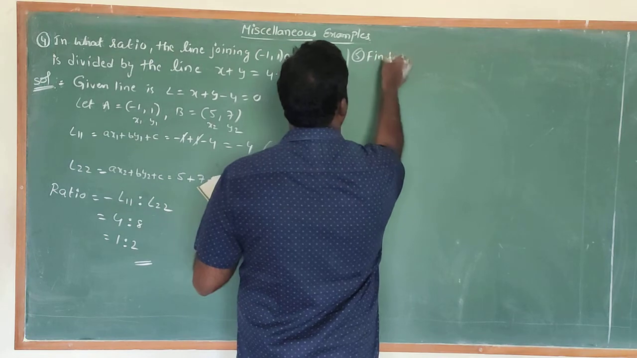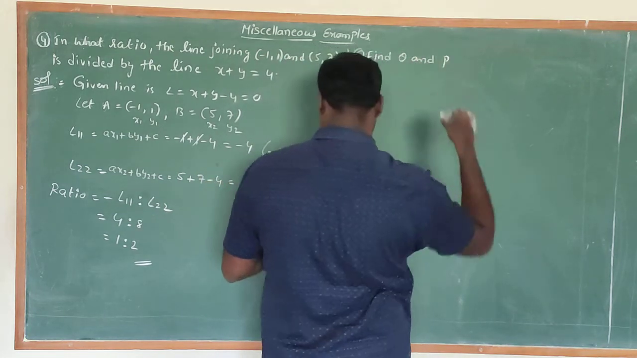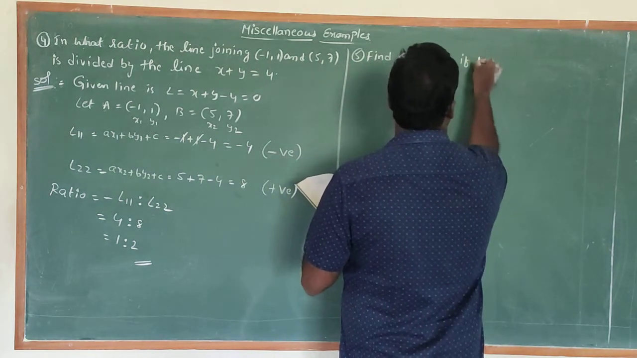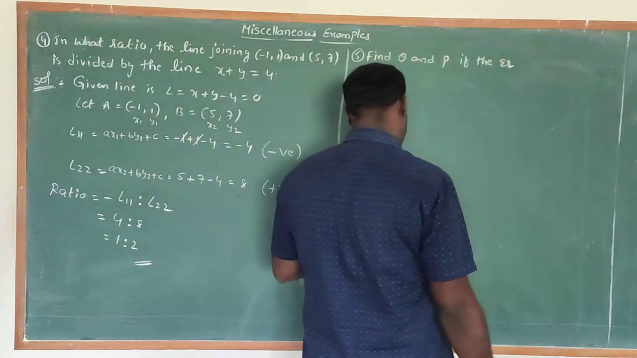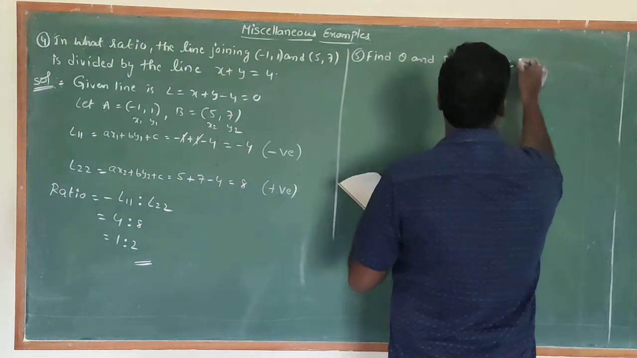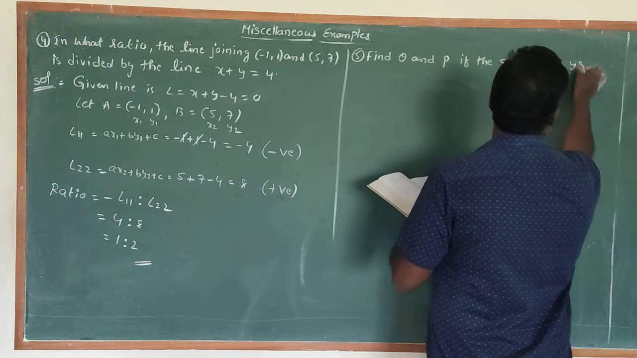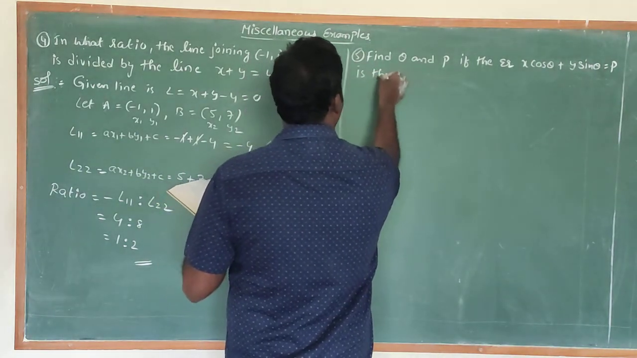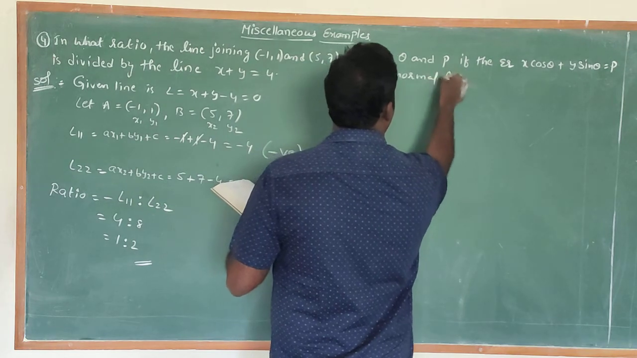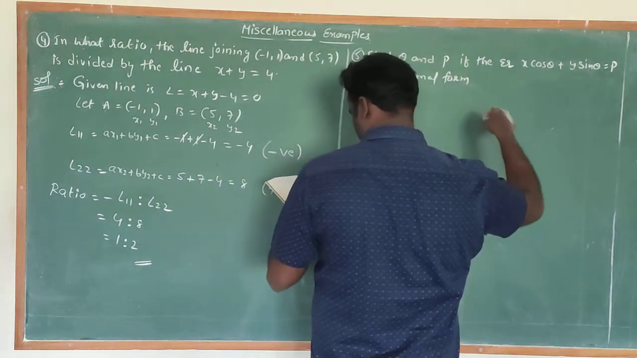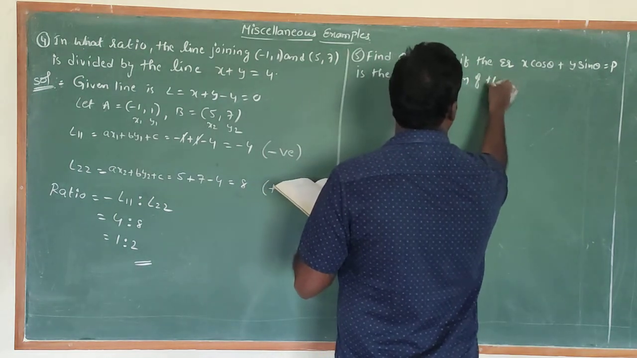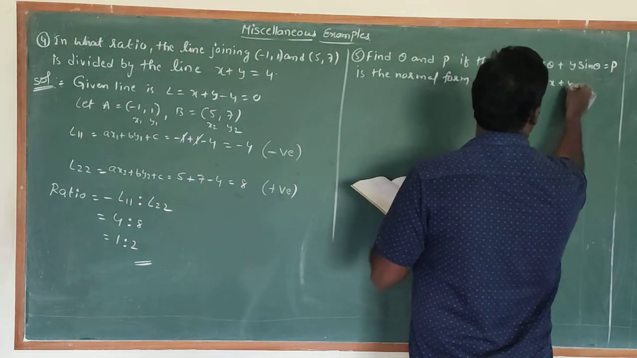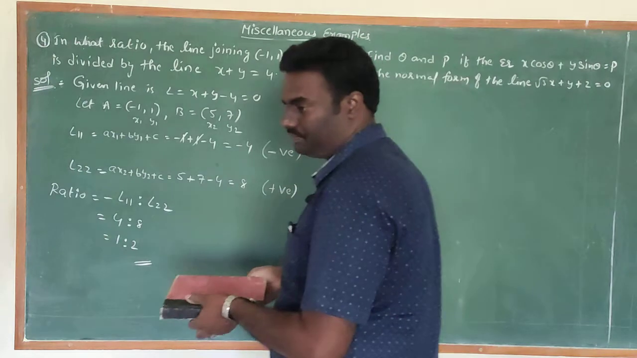Find theta and p if the equation x cos theta plus y sin theta equals p is the normal form of the line root 3 x plus y plus 2 equals 0.